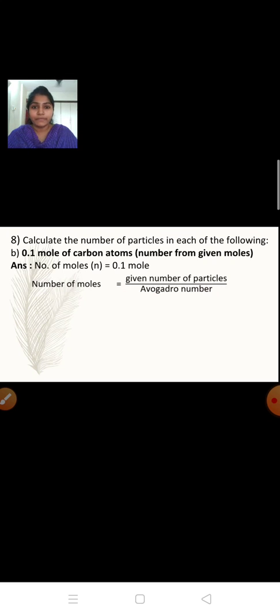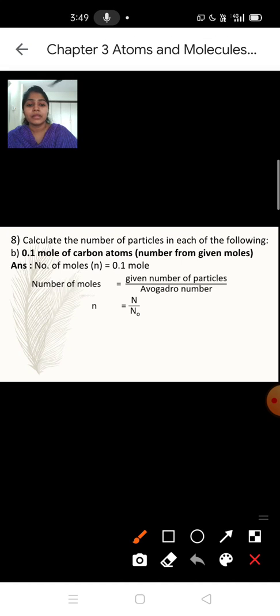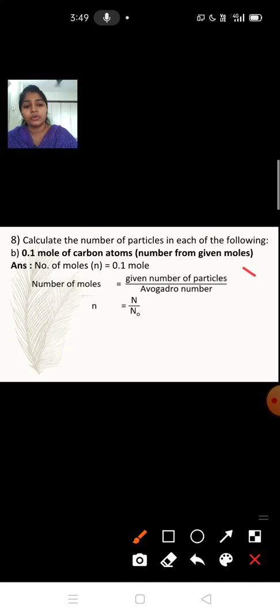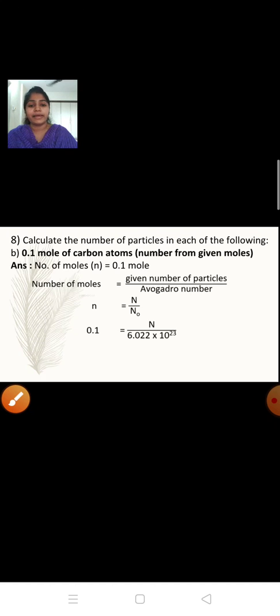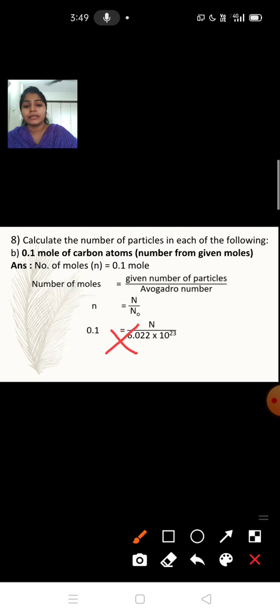Now for this we have a formula. Number of moles is equal to given number of particles upon Avogadro number. Okay. So we will put those values. Now over here, do we know the given number of particles? No, we don't. We have to find that out. We know Avogadro number and we know the number of moles. So let us put the values. It is 0.1 is equal to capital N upon 6.022 into 10 raised to 23. Now what we will do? We will cross multiply.